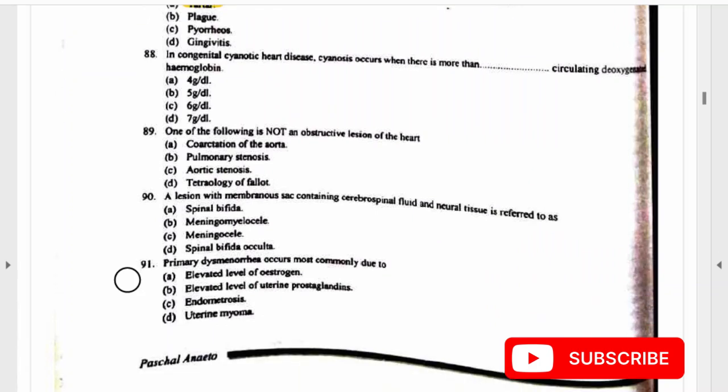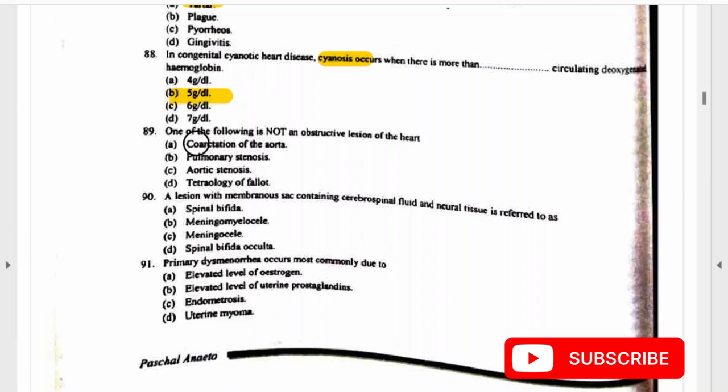In congenital cyanotic heart disease, cyanosis occurs when there is more than dash circulating the oxygenated hemoglobin. So if you want to answer this question very well, you should know the definition of cyanosis. Cyanosis is a bluish discoloration of the skin, and it occurs when the level of the oxygenated hemoglobin in the blood is greater than 5 grams per dl. So 5 grams per dl is B. B is the answer.